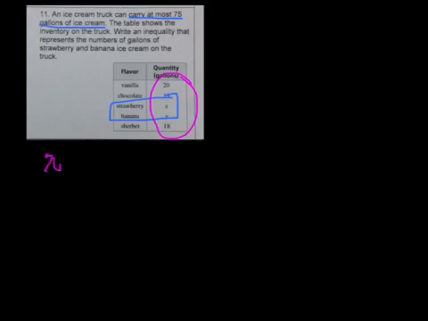You're going to have 20 plus 15 plus the strawberry plus banana plus sherbet. And we know that it does not equal 75. That's the most it can be. So what you have to decide is what inequality symbol am I going to use? It's going to be less than or equal to because this is the most it can be. So 80 would not be okay, but 70 would.